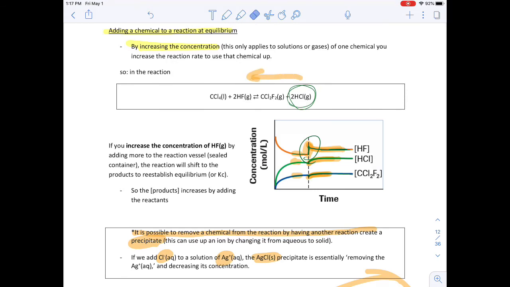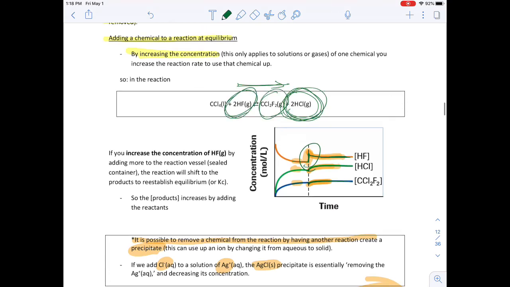If instead I remove a chemical, so let's say I removed hydrogen chloride, it's going to shift this way to replace it because there are going to be more forward reactions than backward reactions because there are less collisions in the products. And it'll shift the reaction, it'll use some of this up, and these two things will increase in concentration.